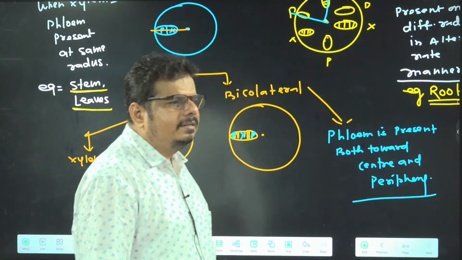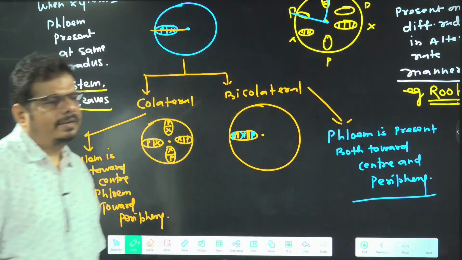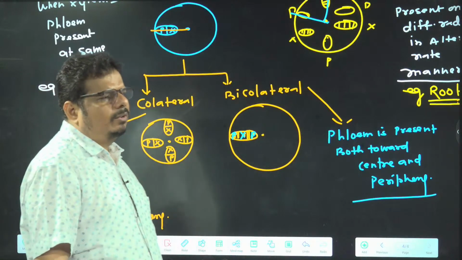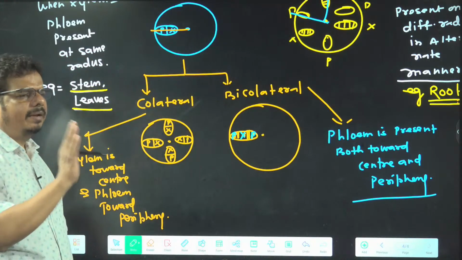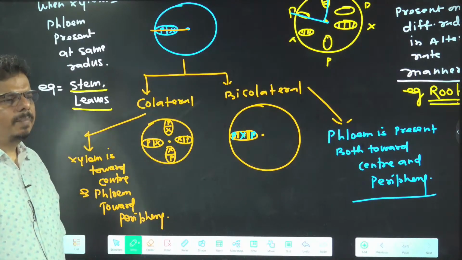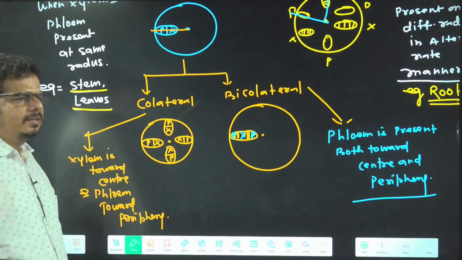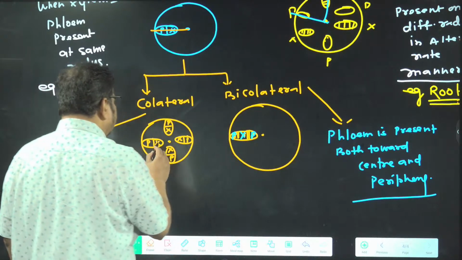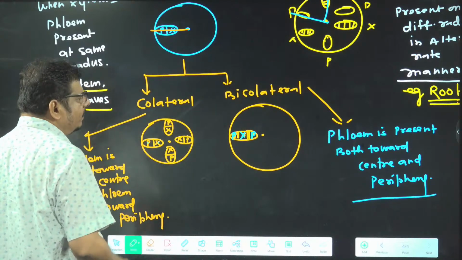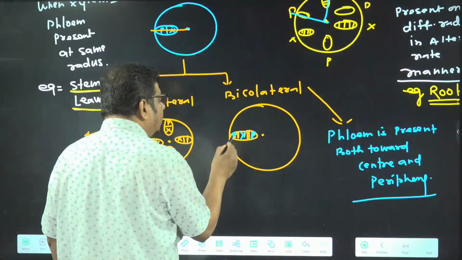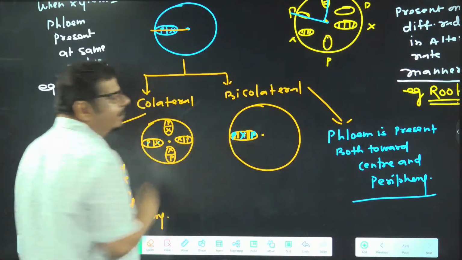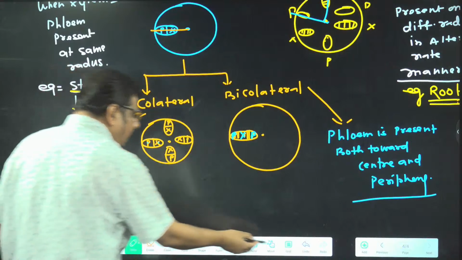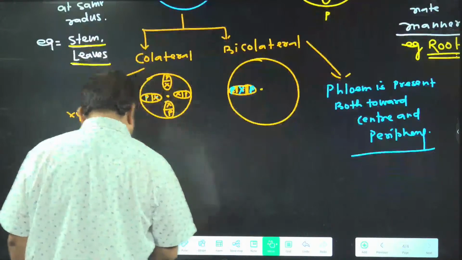So in that condition, we are saying it is which one? Bicollateral. Are you getting the idea? So are you able to differentiate between collateral and bicollateral or not? Tell me. Yes. So in collateral vascular bundle, xylem is towards center, phloem is toward periphery. In bicollateral vascular bundle, phloem is toward both center and periphery. Clear?